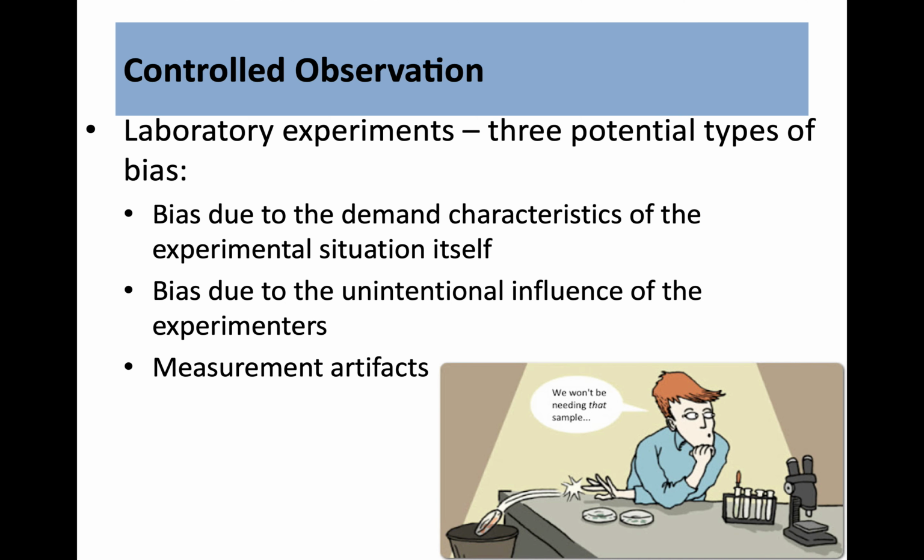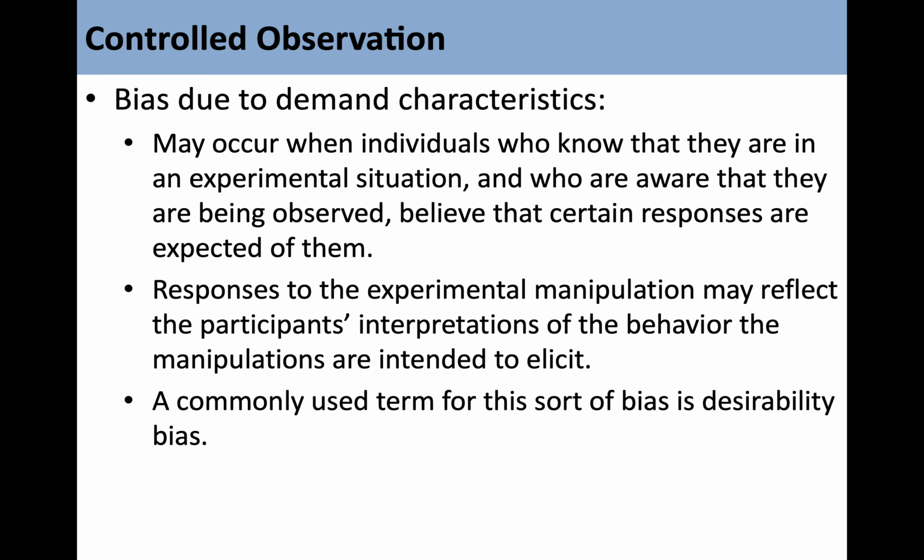In laboratory experiments, there are three potential types of biases: bias due to the demand characteristics of the experimental situation itself, bias due to the unintentional influence of the experimenters, and measurement artifacts. Bias due to demand characteristics may occur when individuals who know that they are in an experimental situation and are aware that they are being observed believe that certain responses are expected of them.